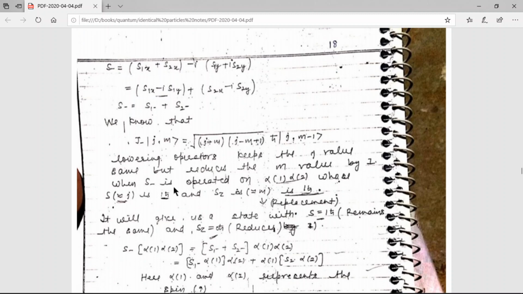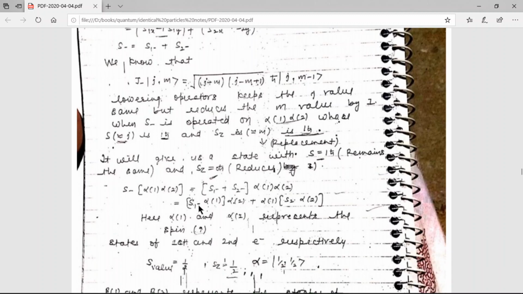Now S minus is operated on alpha 1 alpha 2, where S on alpha j is half h cross and Sz, similar to m, is given by 1 h cross. Now we will apply the lowering operator on the up state of the two electron system, that is S minus alpha 1 alpha 2 equal to, putting the value of the S minus operators of the two different electrons, S1 minus plus S2 minus on alpha 1 alpha 2. Multiplying both terms, we get this result. Here alpha 1 alpha 2 represents the spin up.